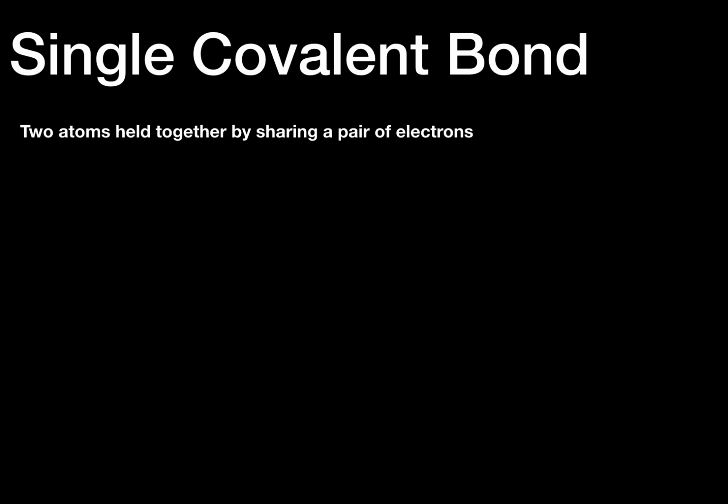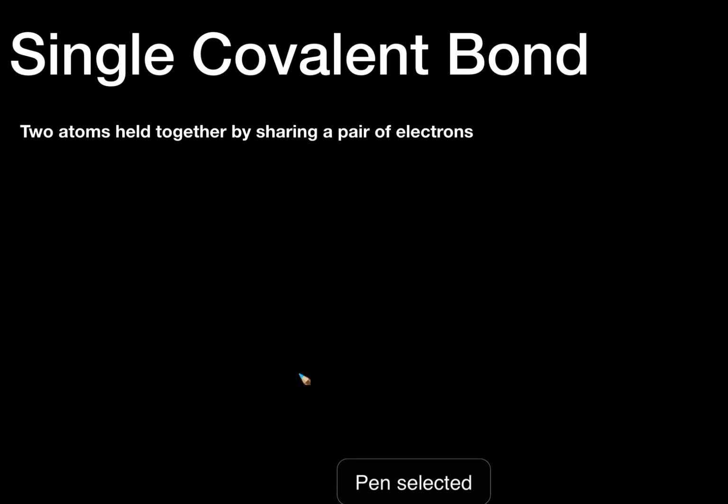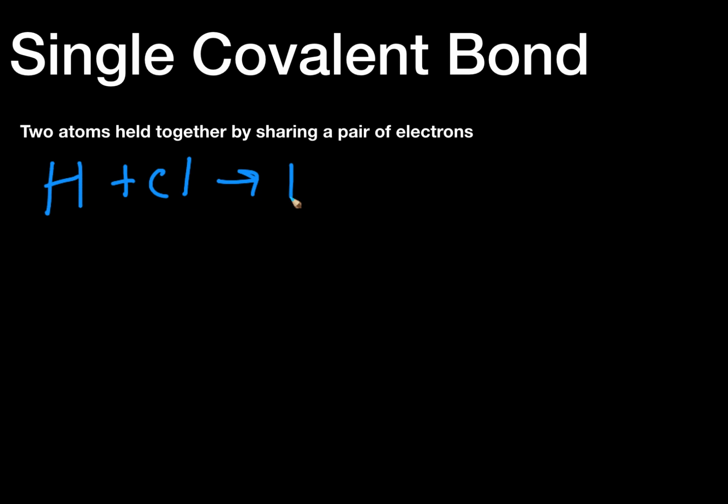So the first type of bond is a single covalent bond. It's when two atoms are held together by sharing one pair of electrons. So, one pair of electrons. We didn't talk about this, but I'm just going to show you how these originated. Say we had hydrogen plus chlorine will produce HCl.